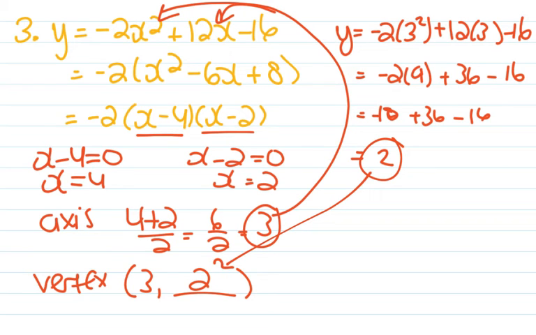Put this into vertex form. My a value is the same as the original, so start with negative 2, (x minus 3) squared plus 2.